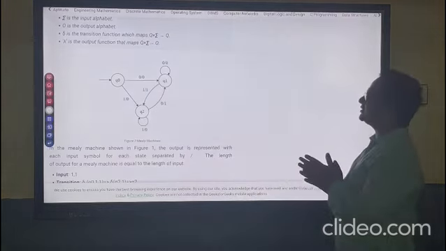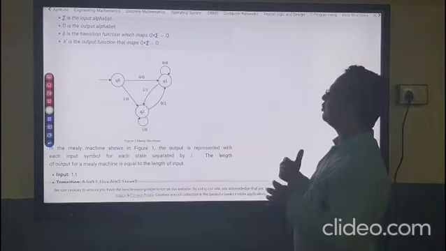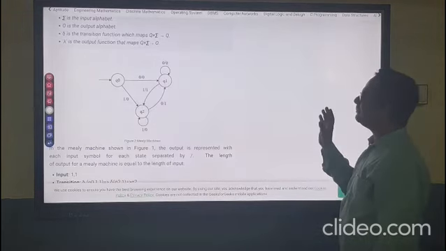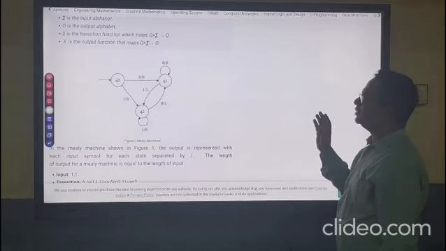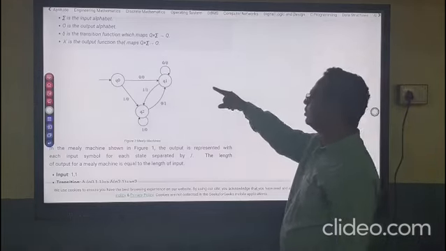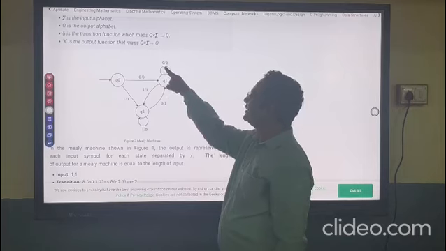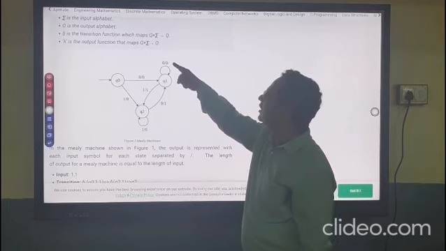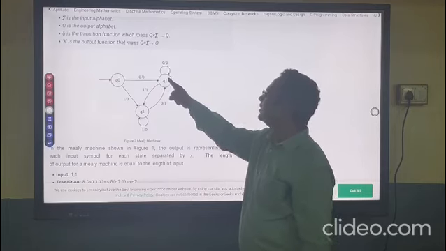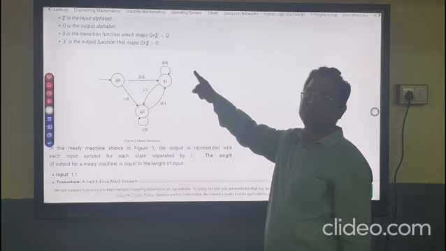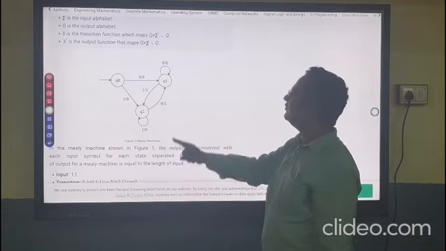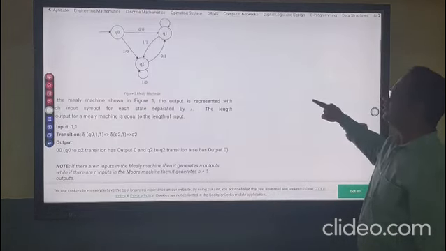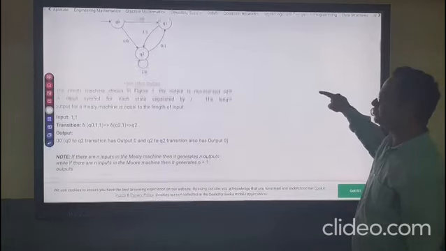If anybody asks us, in the transition of Q1, if it accepts 0, then what will be the output? So, if Q1 is accepting 0, then the output will be 0 and the next state will be Q1. It is a loop-like structure. So, this is my Mealy machine.